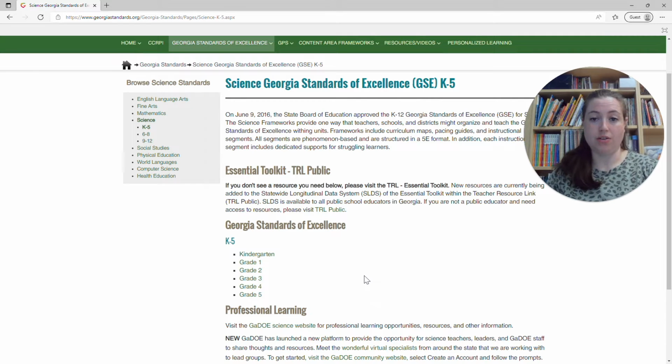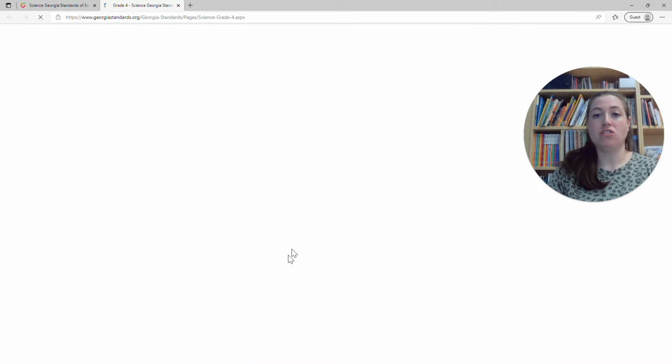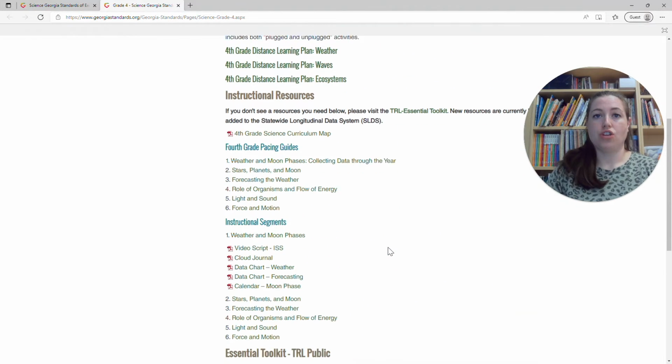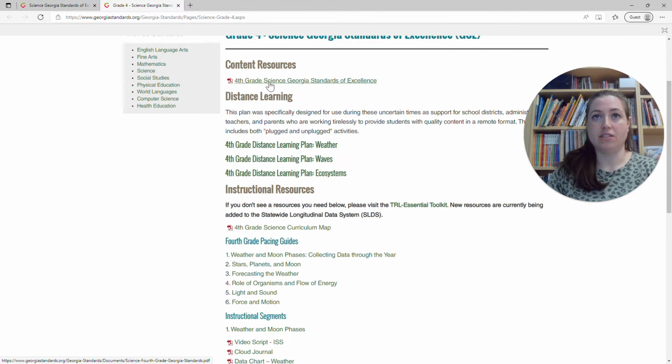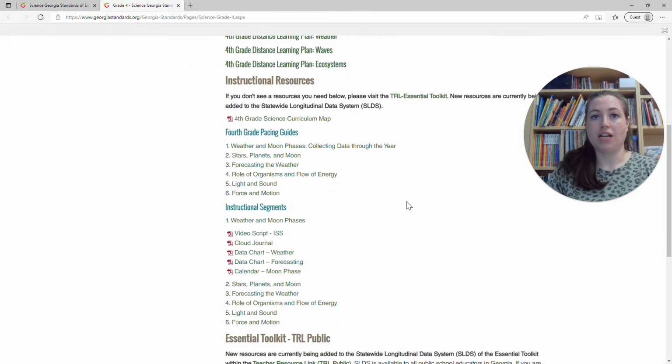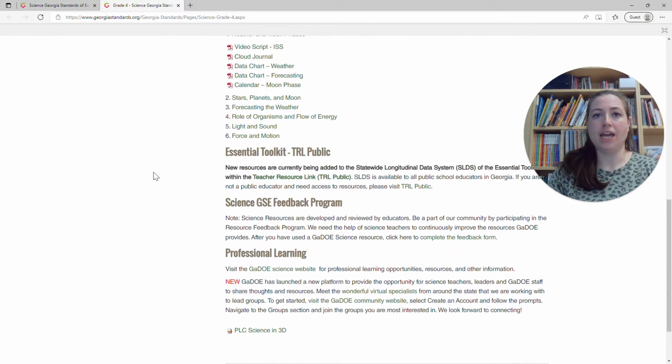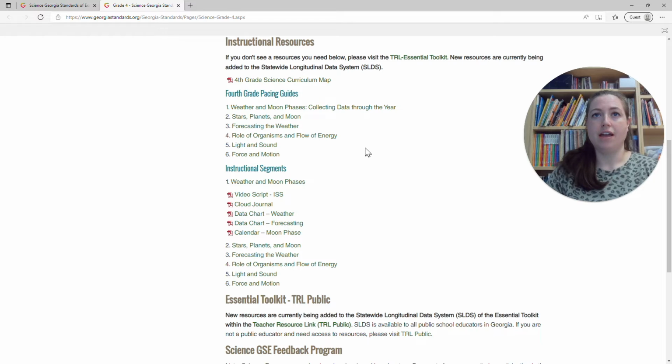However, I will tell you that grade 1, grade 4, and grade 8 are the grade levels that have sound as a specific topic in their standards. So here is the 4th grade Georgia Standards of Excellence. There it is right there. If you scroll down a little bit farther, you can look at the different overall topics they're talking about, and there's light and sound right there in 4th grade. And again, it's also in 1st grade and 8th grade.